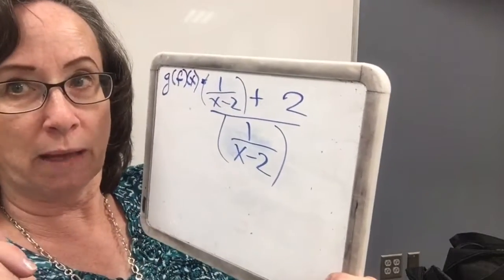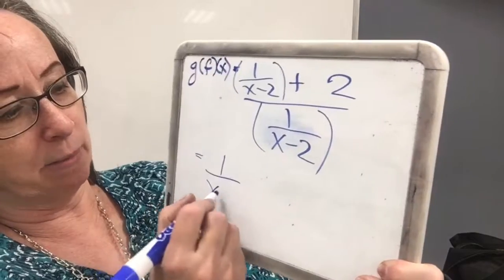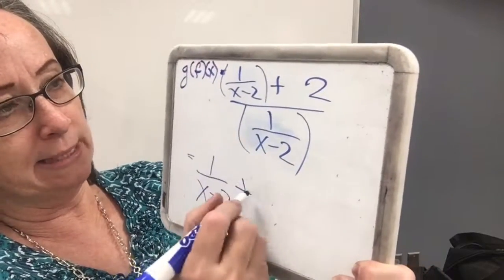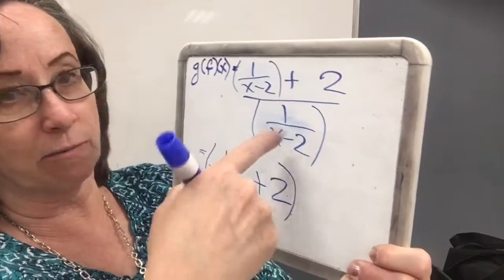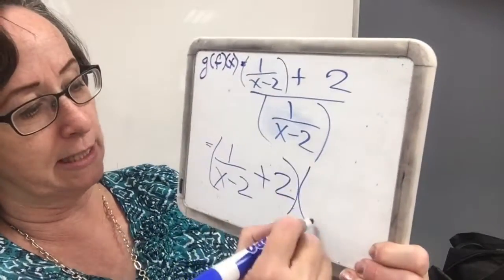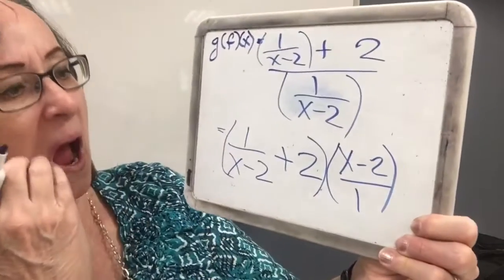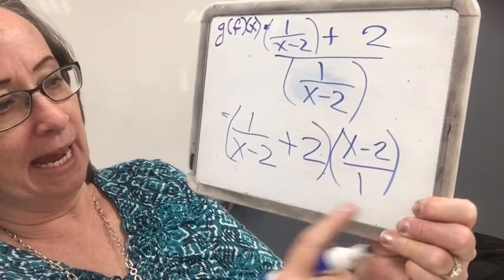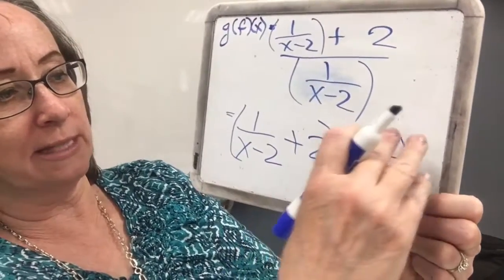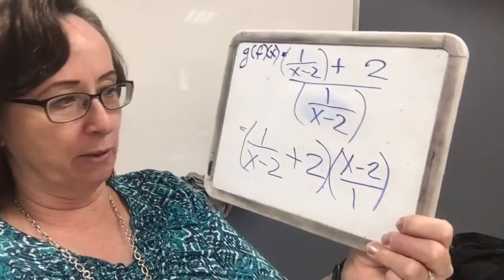Can I flip and multiply? So I'm going to say that's 1 over x minus 2 plus 2, which I'm going to deal with in a minute, times the reciprocal, which is x minus 2 over 1. All right, so now that I've got this, and I distribute, this whole thing over here is going to make it 1, right? So I'm going to use another board here.